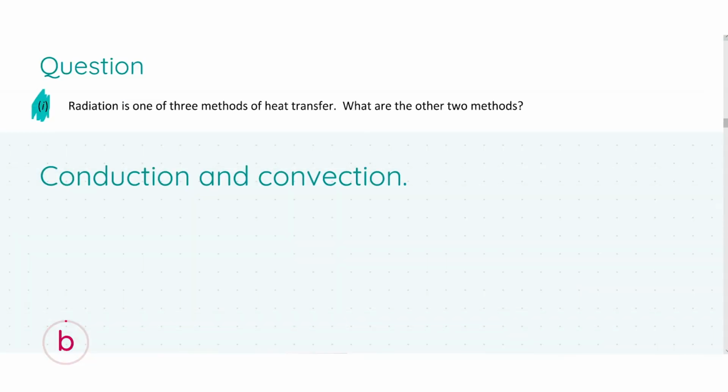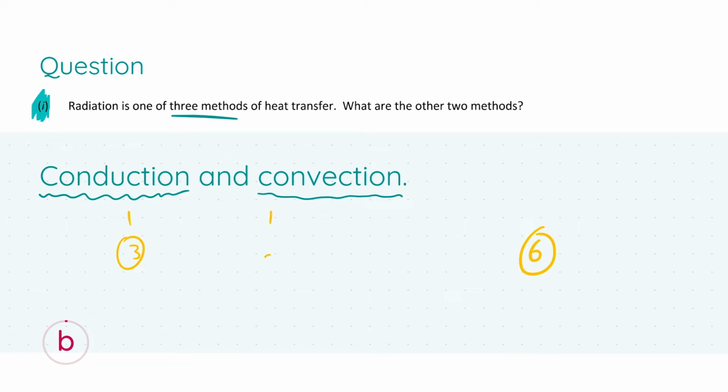In part I, we were asked just a straightforward theory question. In this case, it is radiation is one of 3 methods of heat transfer. What are the other 2 methods? And this is just something that you have to know. The answer is conduction, which is the passing of heat through solids, and convection, which is the transfer of heat by the circulation of heated parts of a fluid or a gas. So these are your other 2 answers. There was a total of 6 marks going for this question, and the breakdown was fairly simple: 3 marks for getting each of these correct.